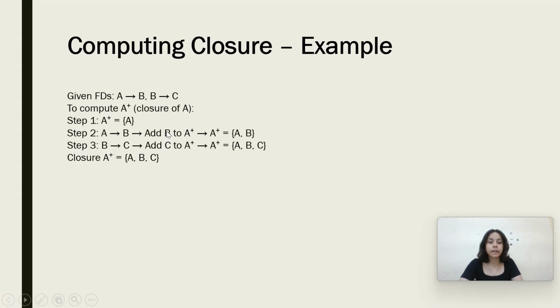Now similarly we can find the closure of B and C as well. The closure of B will have B itself and C will also be there, because B can derive C. And if we look at the closure of C, there will only be C in it, because we cannot derive anything by C over here.